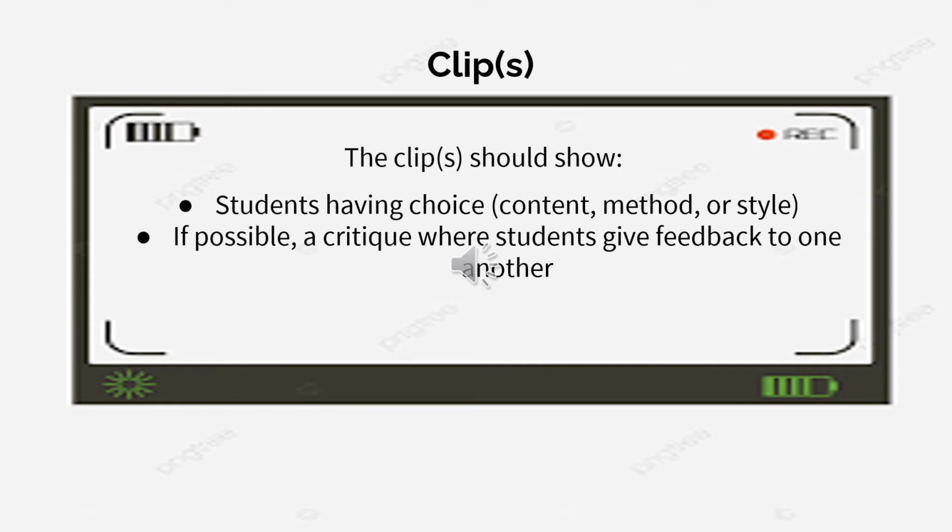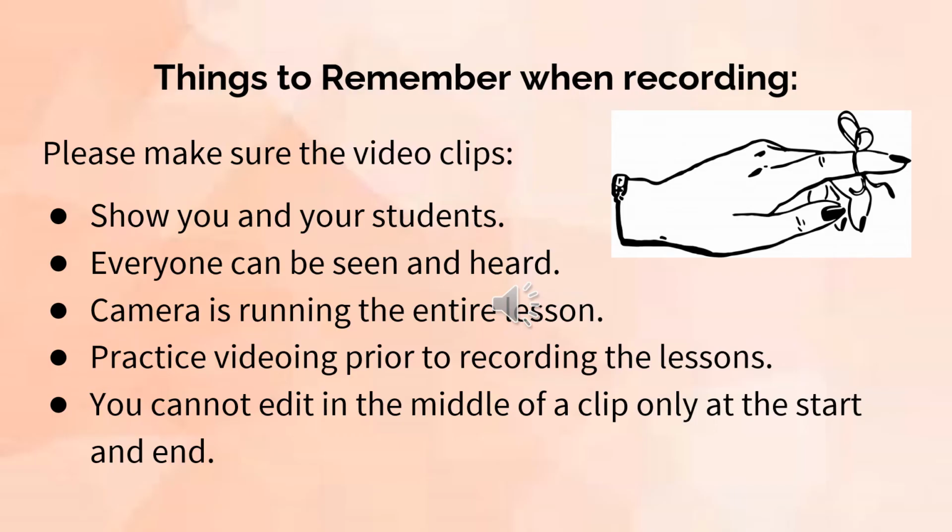There are a few logistical things you need to remember when you're recording. The first thing is you have to make sure that your camera shows you and your students. It has to show both you and your students. So you want to think about where in the room your camera needs to be to do that.